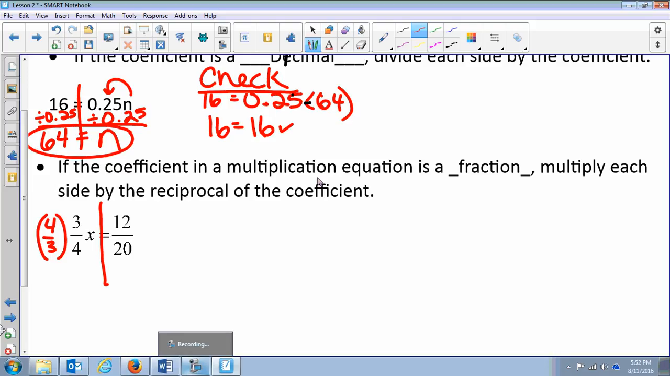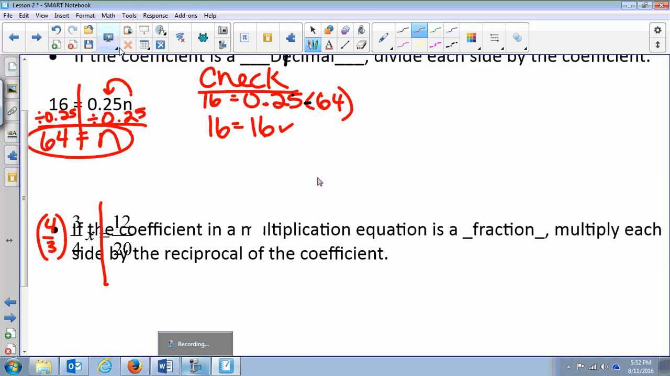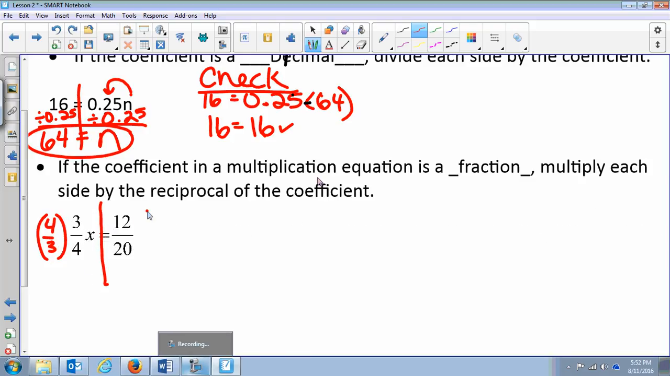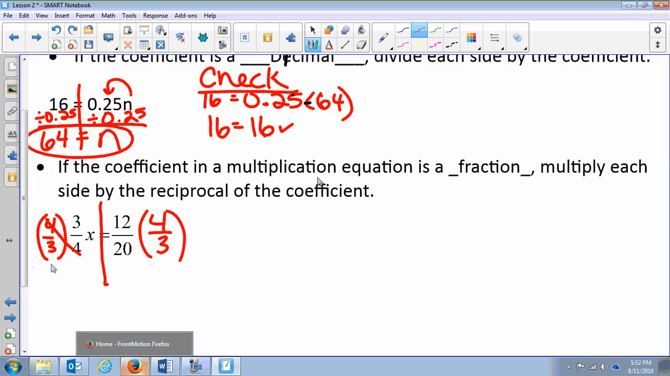Remember, the rule is if I do it to one side, I have to do it to the other side. So, I have 4/3 over here, so I have to multiply the other side also by 4/3. Now, 4 cancels 4, 3 cancels 3, which is what we want. We want to get rid of those numbers in front of the variable. I'm left with x.